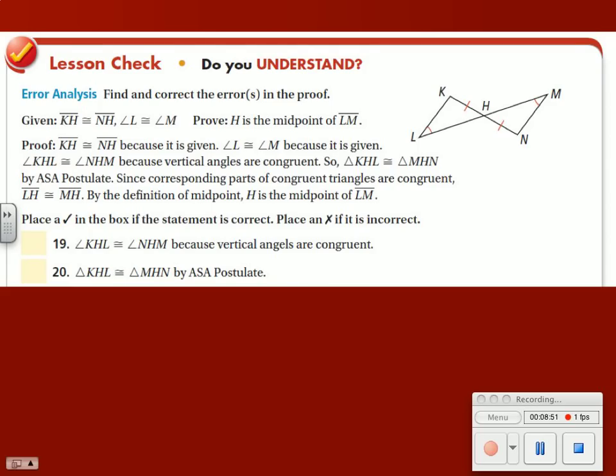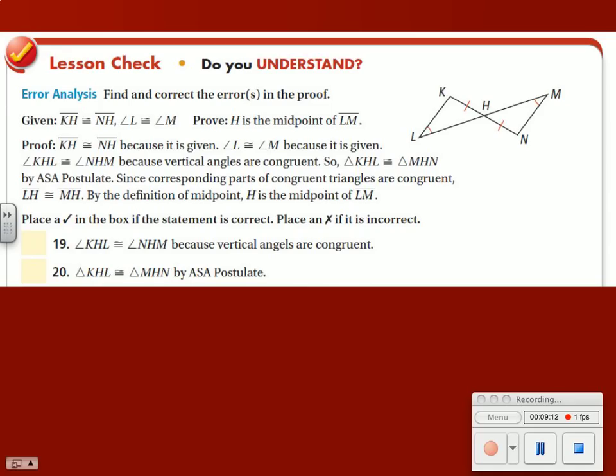Do you understand? So we're going to correct an error. Given that segment KH is congruent to segment NH and angle L is congruent to angle M, we want to prove that H is the midpoint of LM. In order to prove that, we have to prove that segment LH is congruent to segment HM.